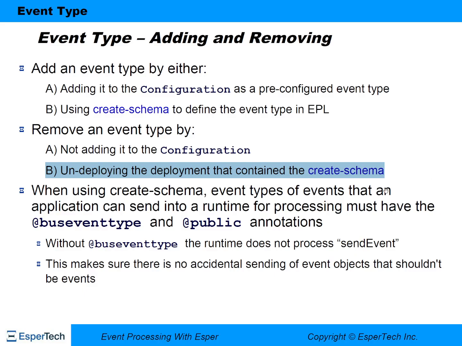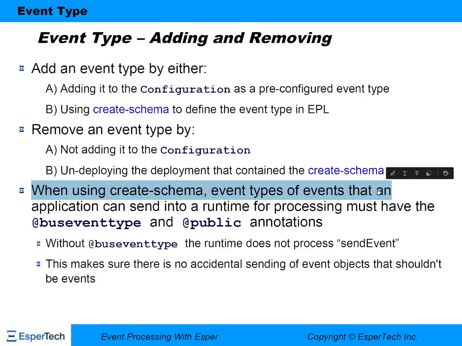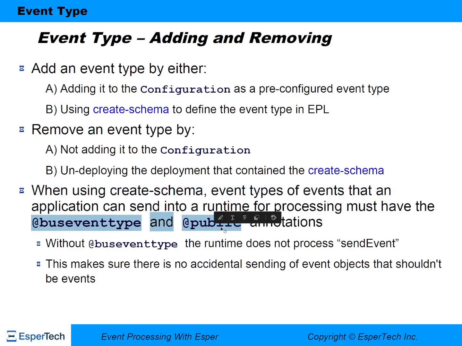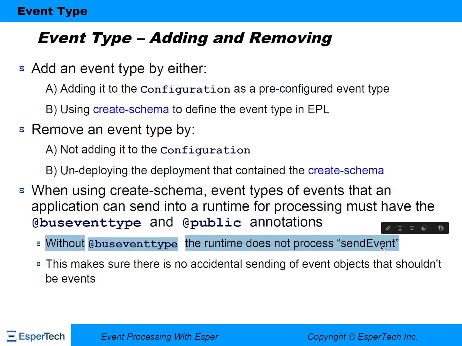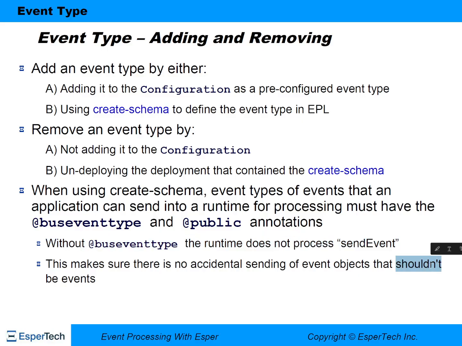When using create schema, event types of events that an application can send into a runtime for processing must have the @BusEventType and the @Public annotations. Without the @BusEventType annotation, the runtime does not process the event type when calling the sendEvent method. This makes sure there is no accidental sending of event objects that shouldn't be events.